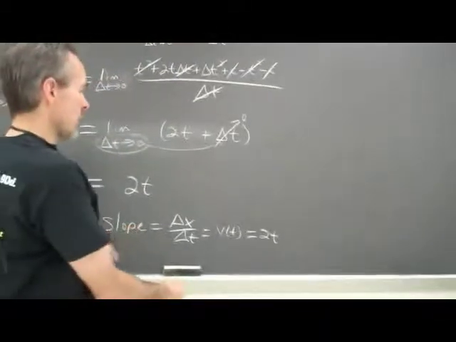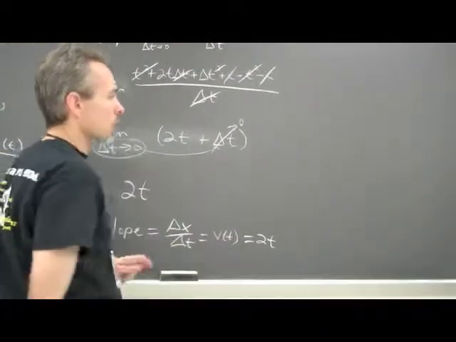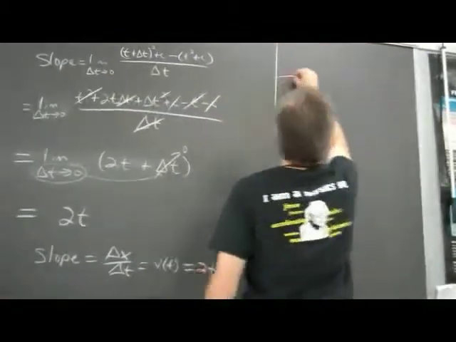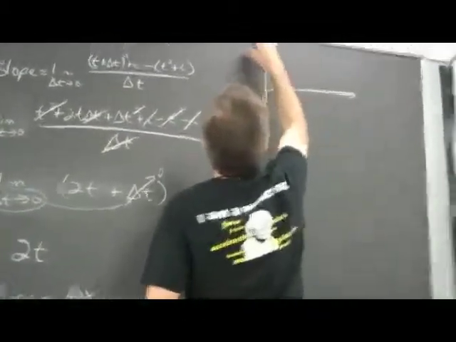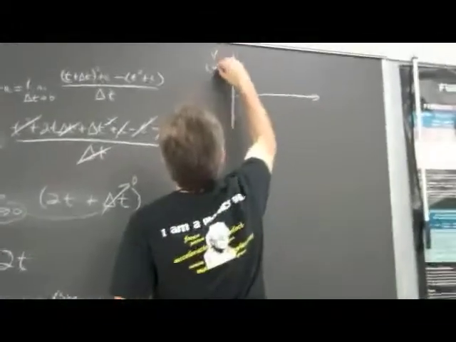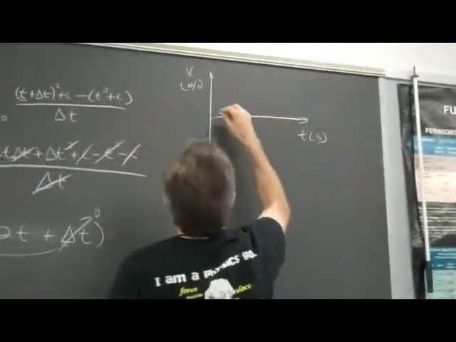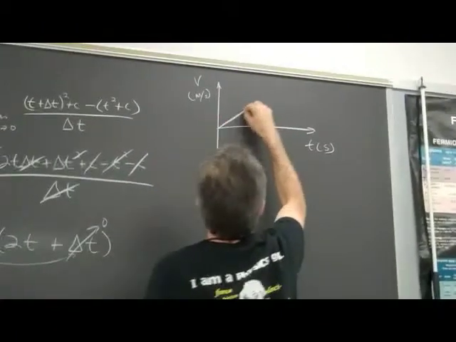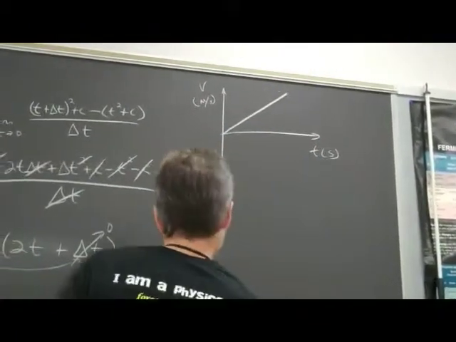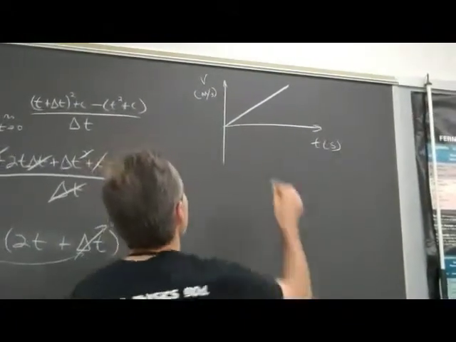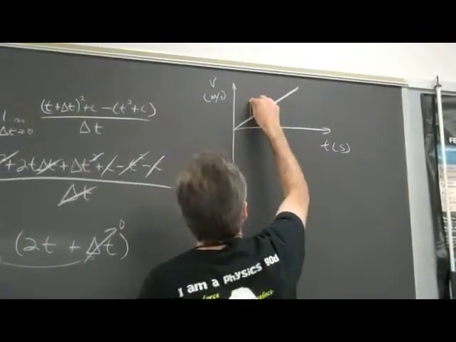The slope of the position time graph is velocity, and we just found it's equal to 2t. Now let's go ahead and look at that velocity time graph. So here's the velocity time graph, and it would look something like that. And let's go ahead and find the slope of this. Now, of course, finding the slope of this is pretty easy.